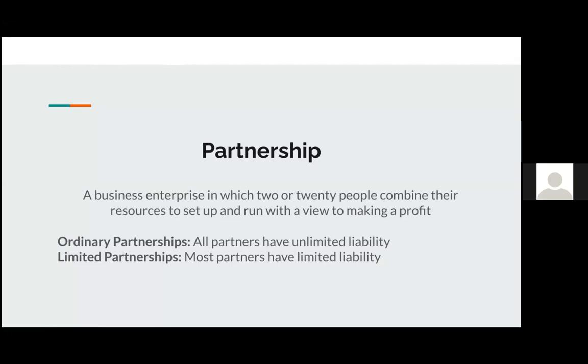So under here, we have two different types of partnership. We have ordinary partnerships where all the partners have unlimited liability, similar to the sole proprietorship, where if anything happens, all the partners are essentially liable to paying any debt, any sort of legal issues that may arise. Whereas in a limited partnership, most partners would have limited liability, so they would not essentially be affected if the business runs into any financial difficulties, because they wouldn't pass what they've put into the business. The money outside of their business can't be touched.